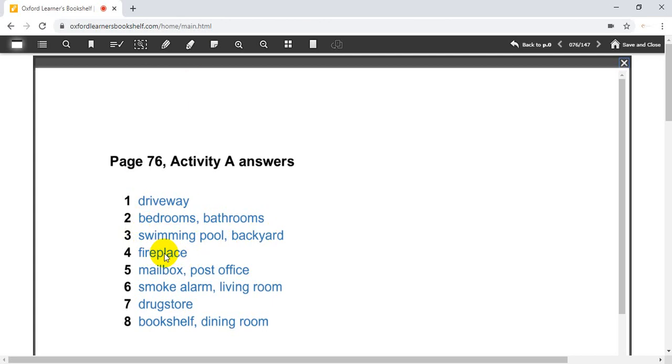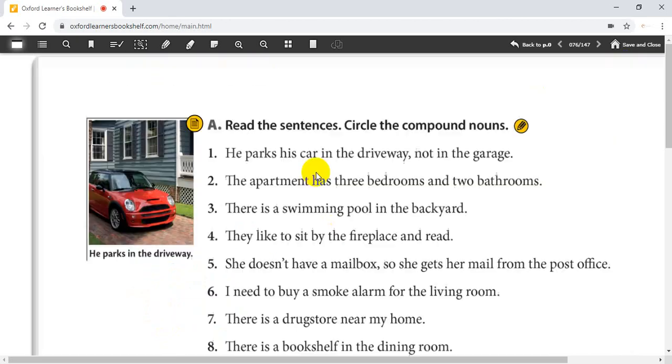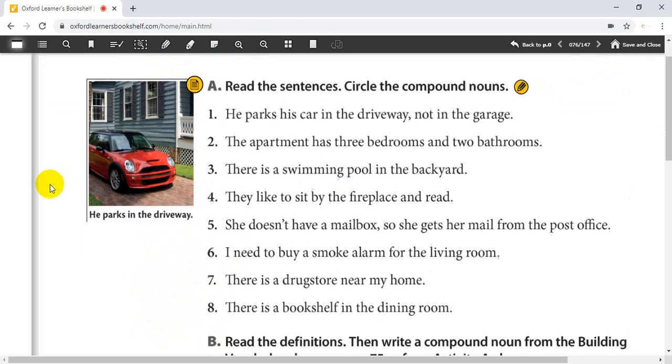Fireplace is a place inside your house which you can turn on, and it gives heat during the winters. In number 5, we have mailbox and post office. So this is a one-word compound noun and this is a two-word compound noun. And number 6, smoke alarm and living room. Number 7, drugstore. Drugstore is a place from where you get medicines. It's like a pharmacy. And number 8 is bookshelf and dining room. So I hope you all have correct answers.